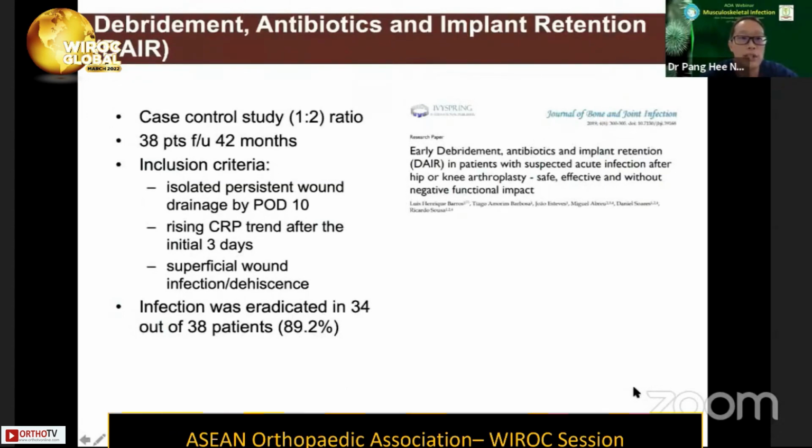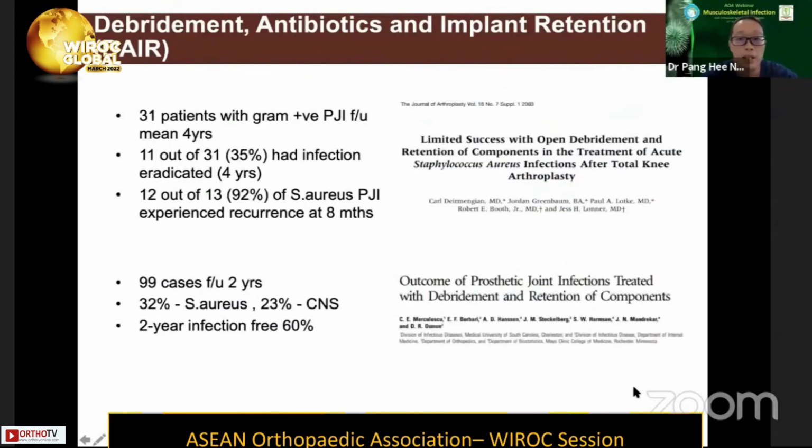So the results for debridement, antibiotics, and implant retention in this study are up to 89.2%. But these are the people with early infection, patients with about 1 week of wound discharge. They go in early to debride, so the results will be good in these cases. In these two other studies, the results are not so good.